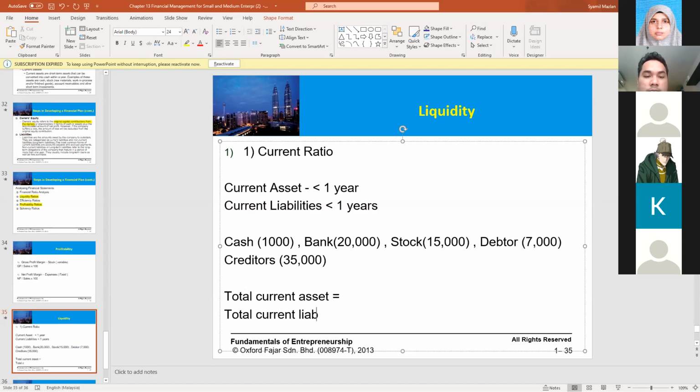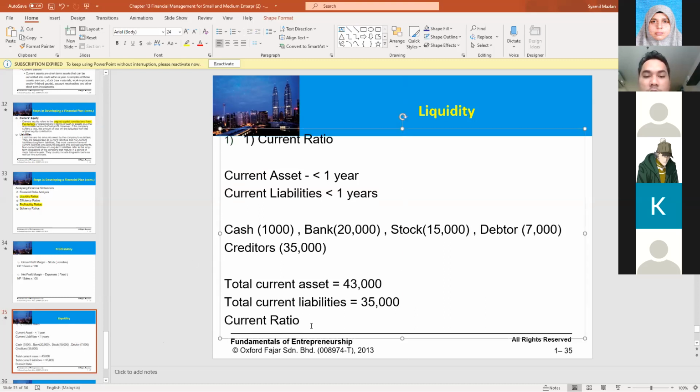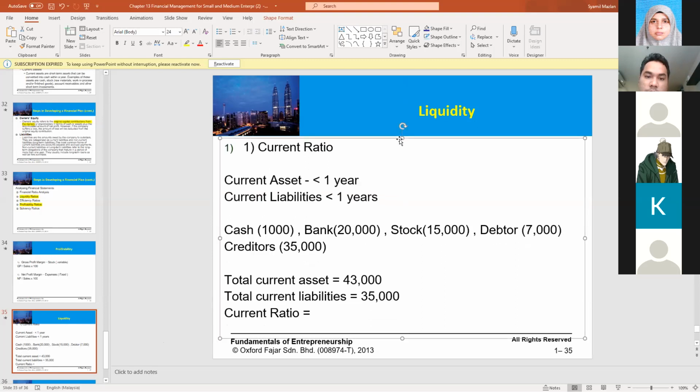43 and 35. How much for the current asset? 43,000, right? Current liabilities? 35,000. Yeah. So when we make the current ratio, how much is 43,000 divided by 35,000? Use a calculator.